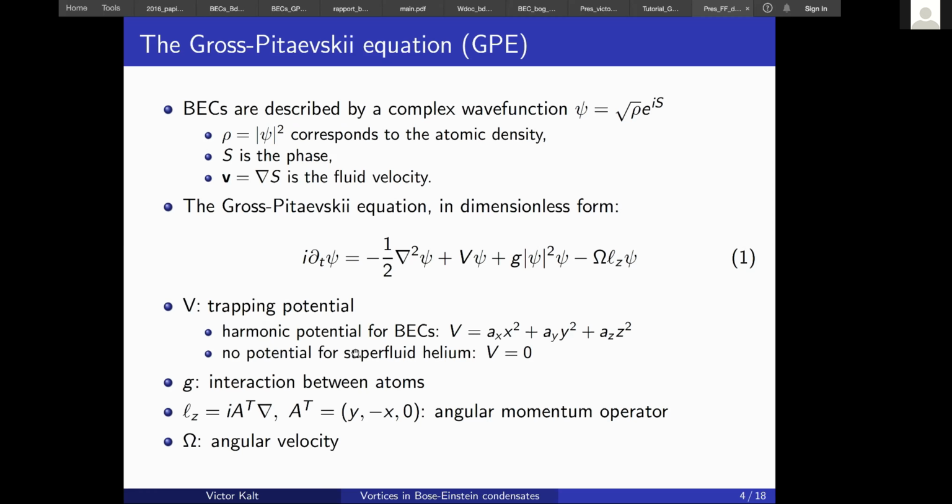Usually it's a harmonic potential, and it will govern the shape of the condensate. Then we have the nonlinear term that comes from the interaction between the atoms, and a rotation term with an angular momentum operator and the angular velocity, since we are studying rotating systems.